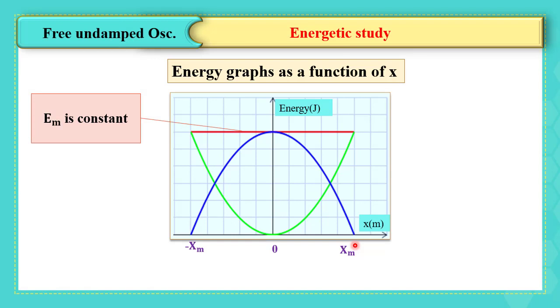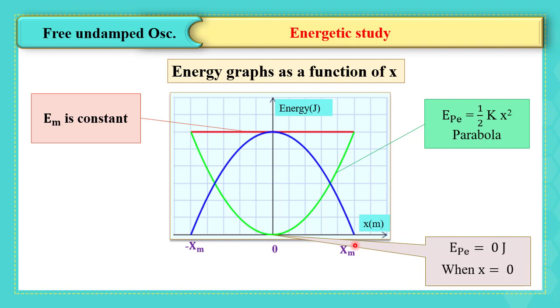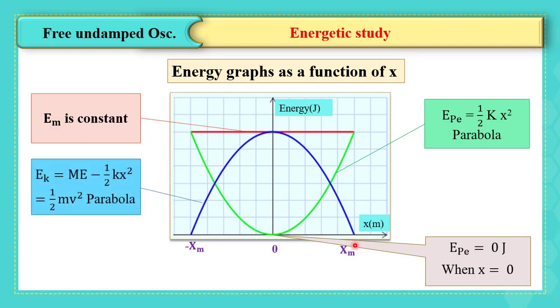Then it is the red curve, which is a horizontal straight line. The elastic potential energy is of the form half k x squared, so its graph should be a parabola. This energy is 0 when x equals 0, so it passes through the origin. The kinetic energy is the mechanical energy minus the elastic potential energy. Then it is of the form of x squared and it is a parabola. We mentioned before that at the extreme positions, the kinetic energy is 0. Then it corresponds to the blue curve.